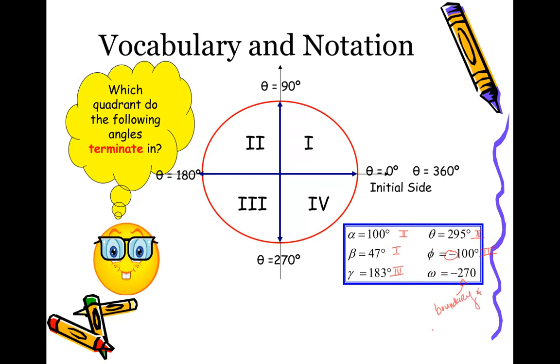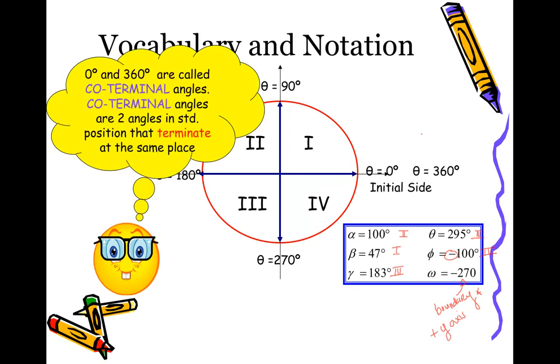Right? And so I'm going to say it's on the positive y-axis. It's not really in a quadrant. 0 and 360 degrees are called coterminal angles, right? They terminate in the same place. They end in the same place. Coterminal angles are two angles in standard position that terminate in the same place.